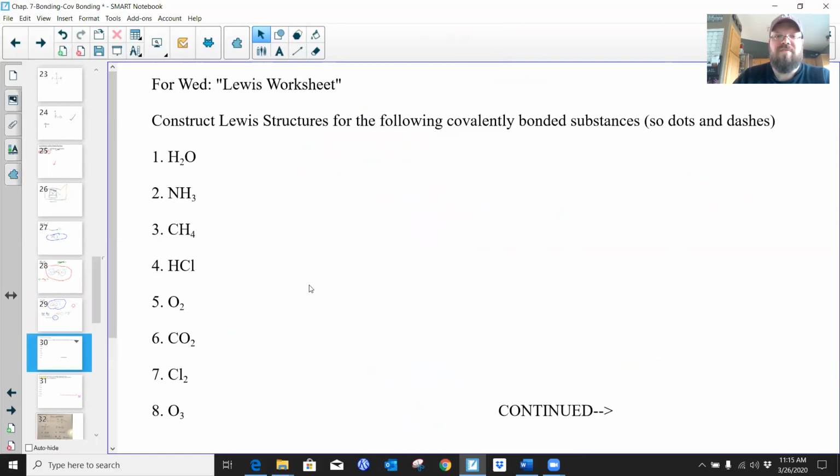For Wednesday, the Lewis worksheet: construct Lewis structures for the following covalently bonded substances. So this is where you're using dashes. You're showing covalent bonds, you're showing electrons being shared. You're going to show all your dots of the unpaired electrons, like we talked about, correcting the mistakes that you guys made on the previous solutions that we worked on.